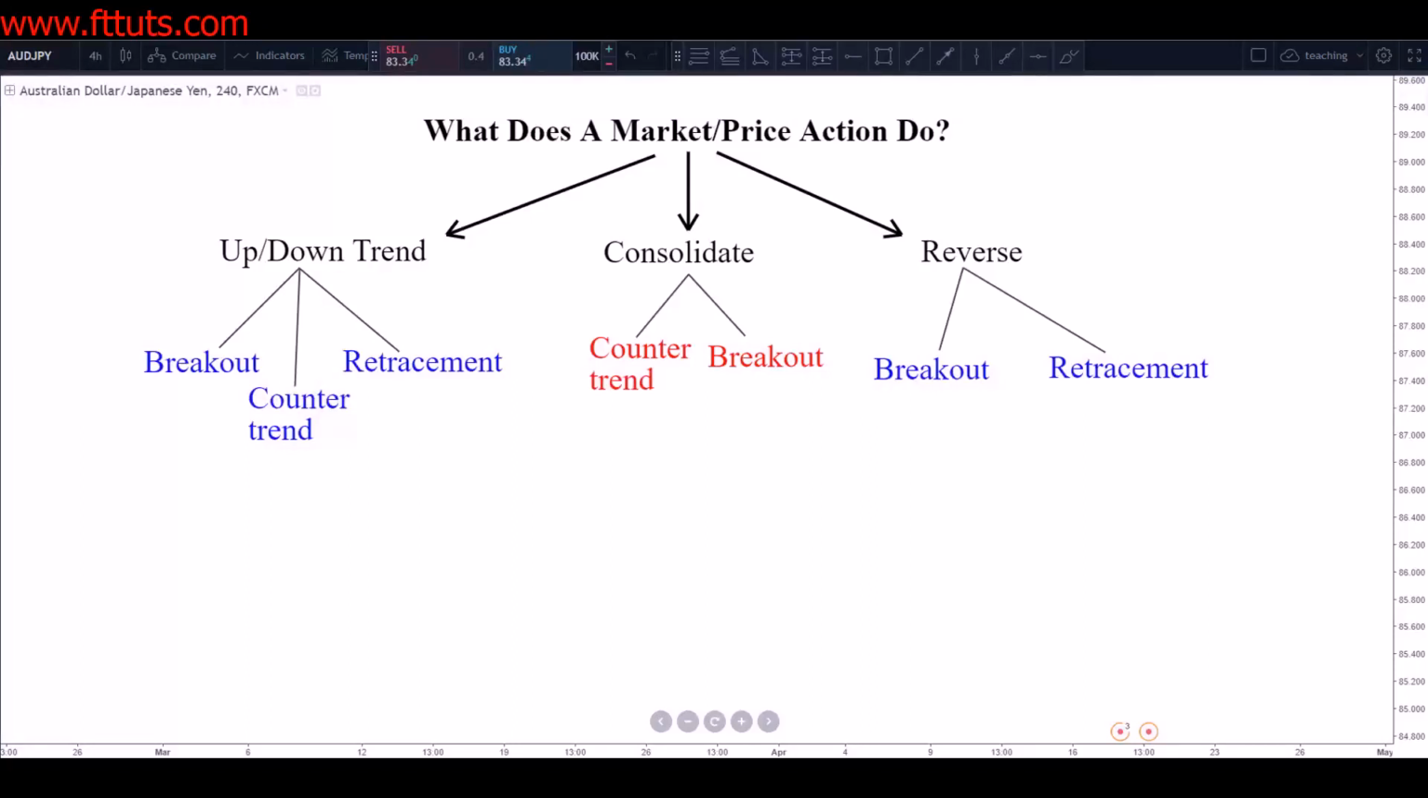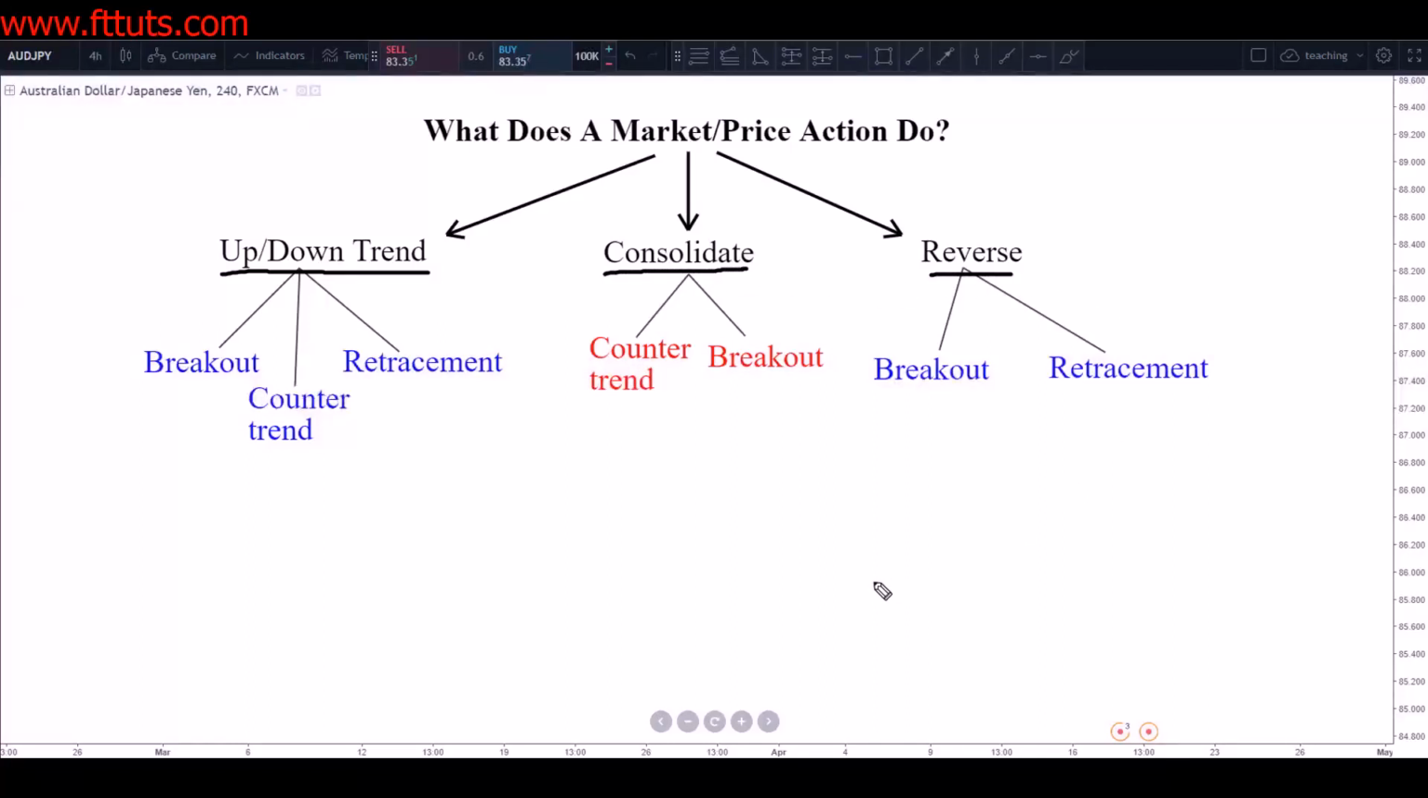What does a market, what does price action do? What are the ways that price action can actually move? Well, something that's helped me in my own personal trading is simplifying it as much as possible. Simplifying price action as much as possible, because price action is something that can be extremely subjective and pretty difficult to master. So whenever you simplify it by breaking it into smaller categories, it can make it much easier to understand. And that's what we've done here. So what does the market, what does price action do? Well, it either trends up or down, consolidates, or is in a position to reverse.